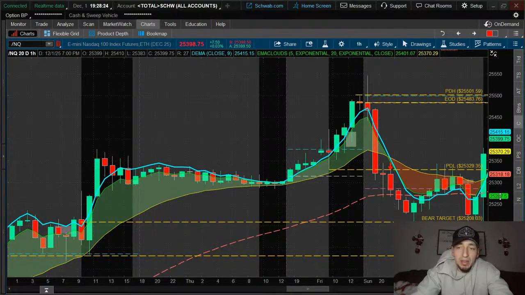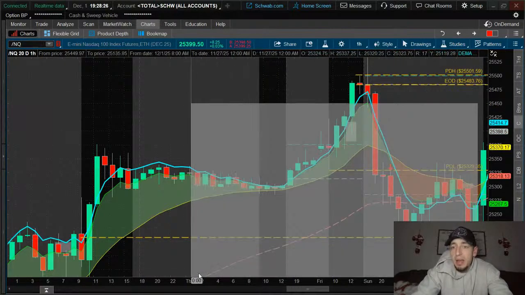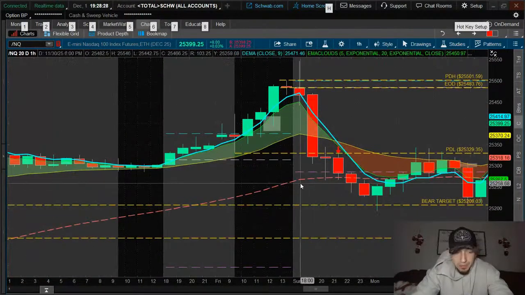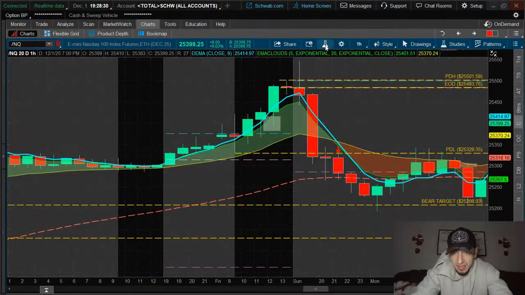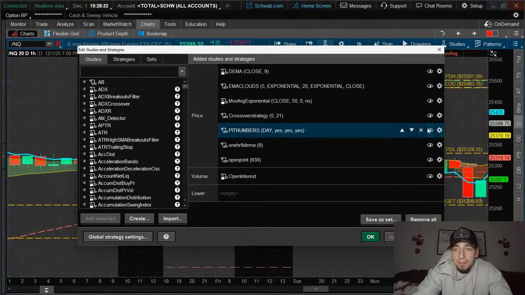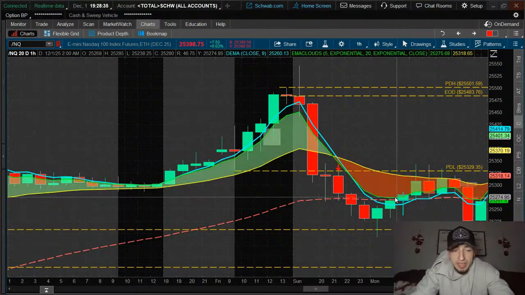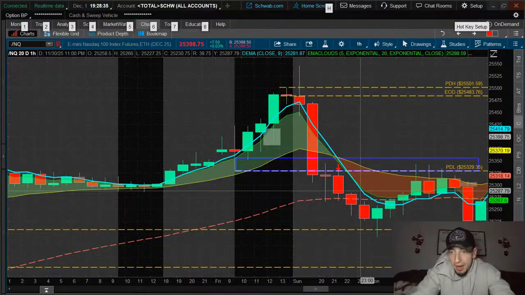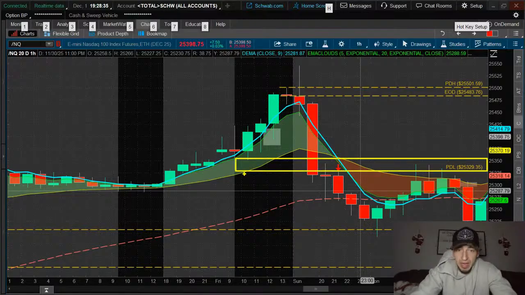Now, previous day low was very significant today because it represented market structure. What I mean by this is very simple, but basically, when you look at this, what do you see? A bearish break and retest. We have support that has turned resistance.